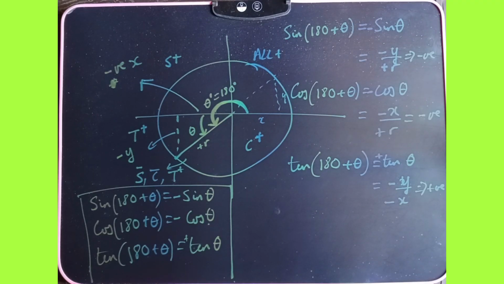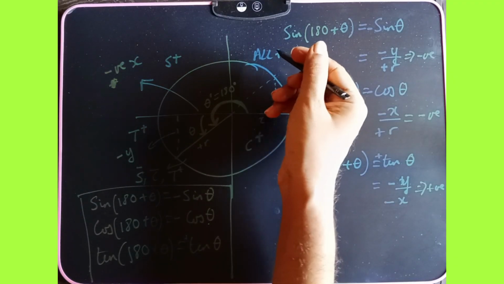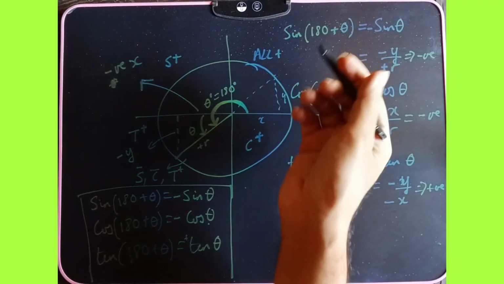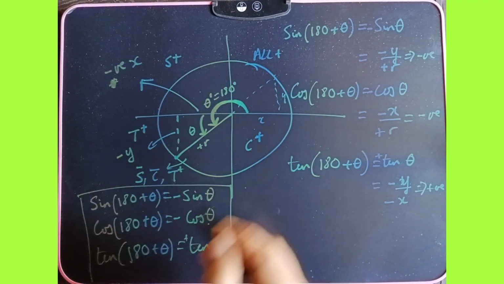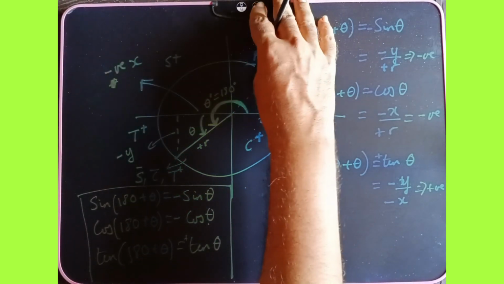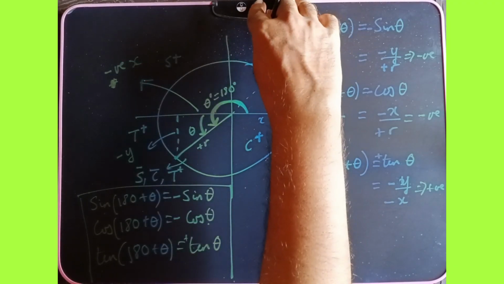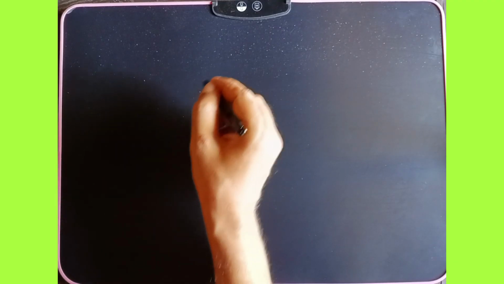Sorry, students, my mistake. Instead of considering that it's supposed to be positive, I considered it as negative. This is all positive: sine positive, tan positive, and cos positive. Let's do it for cos as well.